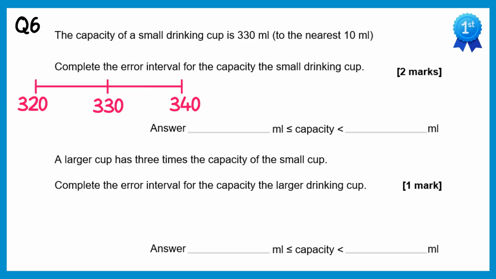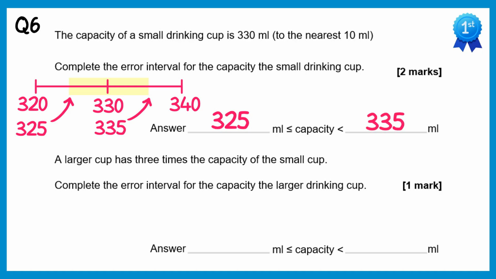Then the error interval will be represented by this shaded region here. So I need to know the number in between 320 and 330, and also the one between 330 and 340. So the one from 320 to 330, that's 325, and the one in between 330 and 340 is 335. So these are the bounds for my error interval, so it's 325 at the bottom and 335 at the top.